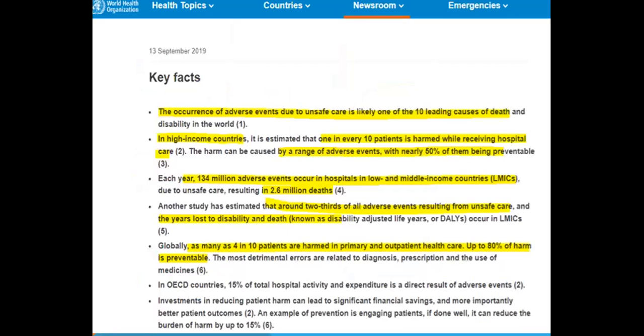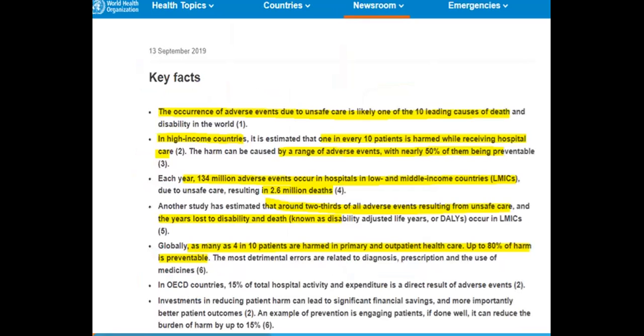According to WHO, the occurrence of adverse events due to unsafe care is likely among the 10 leading causes of death worldwide. In high-income countries, it is estimated that 1 in every 10 patients is harmed while receiving hospital care, and nearly 50% of this is preventable. And 134 million adverse events occur in hospitals in low and middle income countries, according to recent data.